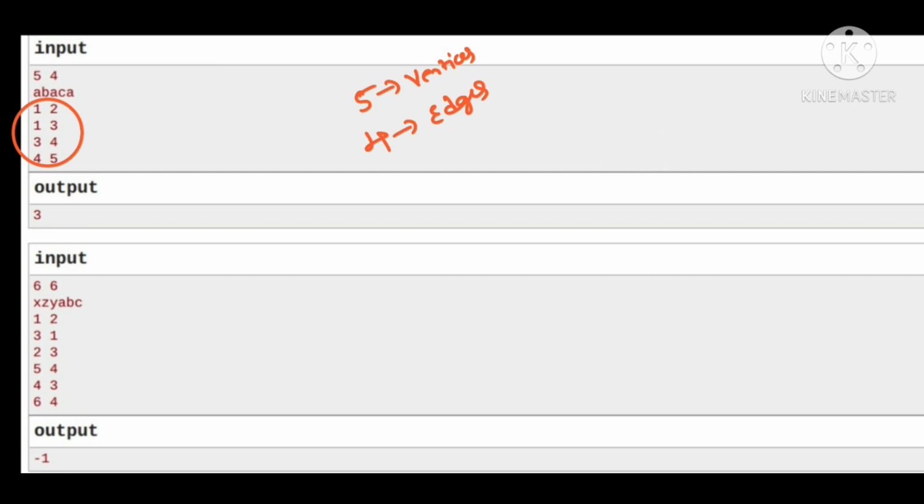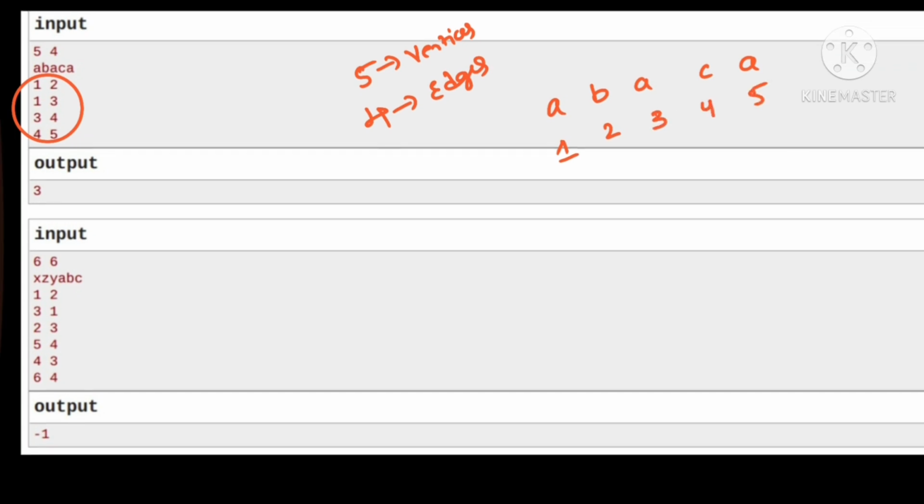Those are the edges, and each node is mapped to a letter of the given string. Let me write that first. The length of the string will be equal to the number of vertices: ABACA. So this is the string. Node 1 will be A, node 2 will be B, node 3 will be A, node 4 will be C, and node 5 will be A. Let me draw the graph first.